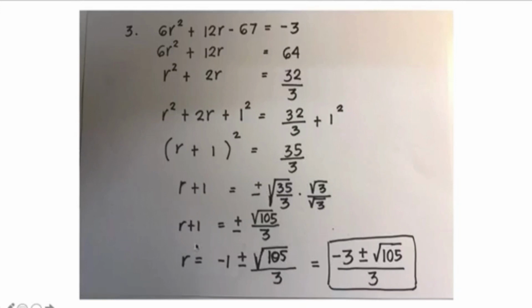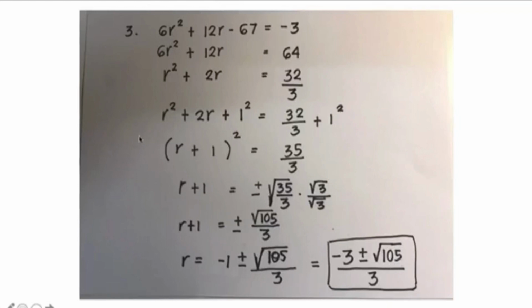And then we subtract 1 from both sides of the equality. And combining these two, the least common denominator is 3. So 3 divided by 1 is 3, times negative 1 is negative 3. 3 times 3 is 3, and 1 times the square root of 105 is the square root of 105. So this becomes our final answer.